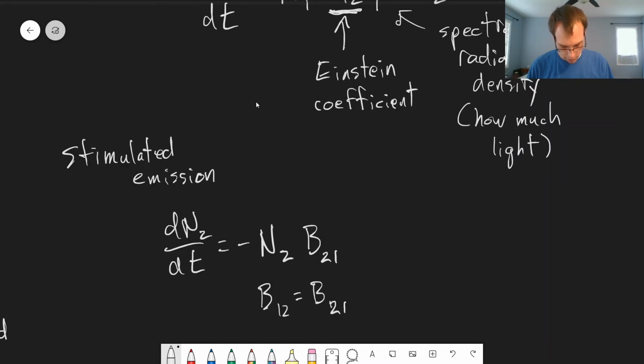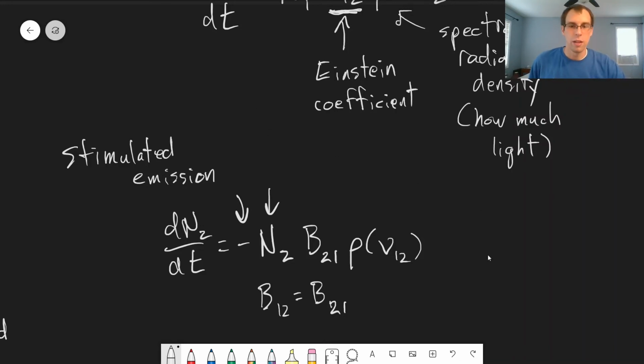B12 and B21 are equal to each other. It's the same rate, same fundamental properties: the same energy levels, the same difference in energy and everything. So they turn out to be equal, and we still have the same spectral radiation density here. The only thing that changes is that we are losing population from state 2, and it depends on how many molecules we have in state 2 versus how many we have in state 1.